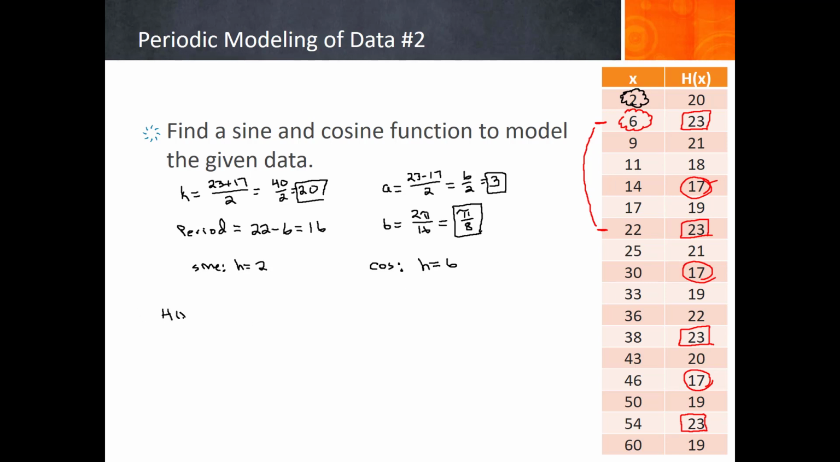So h of x is equal to our amplitude, which is 3, times the sine of b, which is pi over 8, times the quantity x minus our phase shift for sine, that is 2. Close our parentheses, and then plus 20. And then for cosine, it will be very similar. h of x will equal 3 times the cosine of pi over 8 times the quantity x minus, this time we're going to use the x coordinate at the maximum, which was a 6. Close our parentheses, and plus 20.